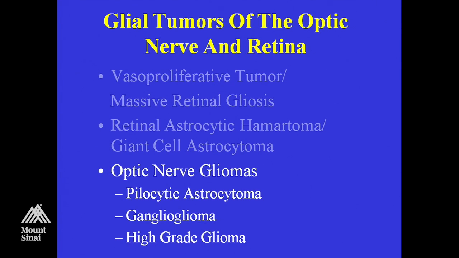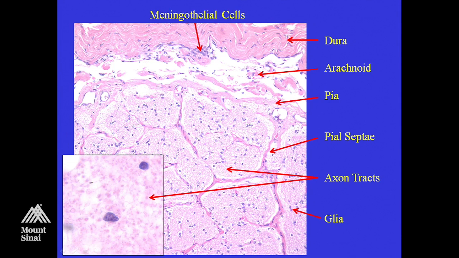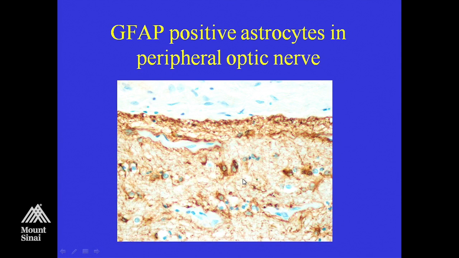So let's now turn to the subject of gliomas in the optic nerve. Just to orient folks to the optic nerve, I think most of you are well aware of this, but for non-pathologists in the crowd, as you get closer to the eye, you have the central retinal artery and vein, the arachnoid and dural coverings of the nerve, and then all these packets of axons coursing back to the brain. At higher magnification, you can see that there are lots of oligodendroglial cells, but also lots of astrocytes in these cells that are separated by pial septa.